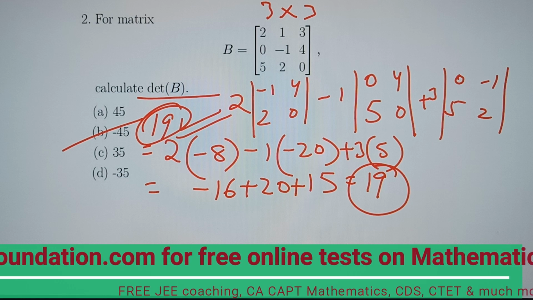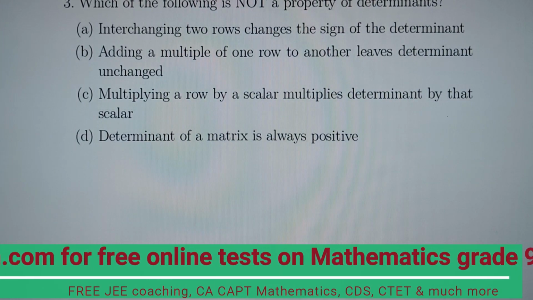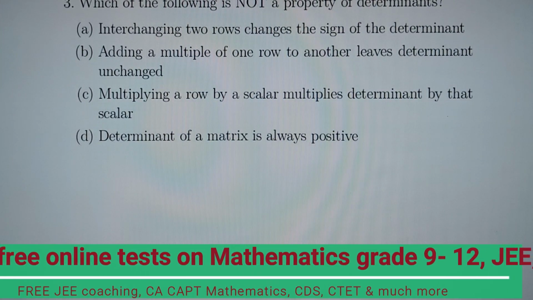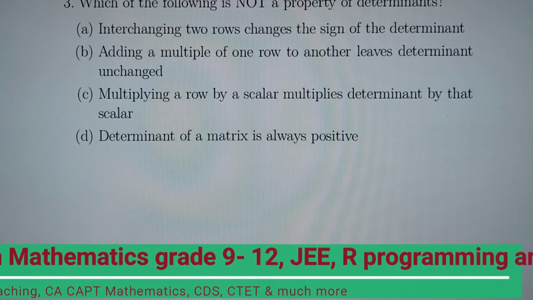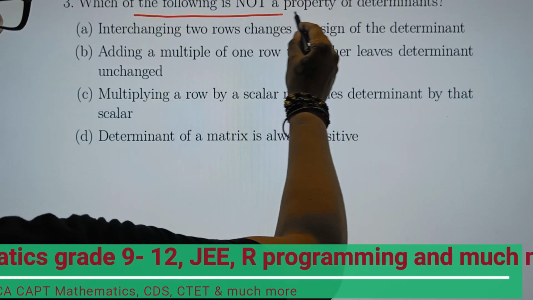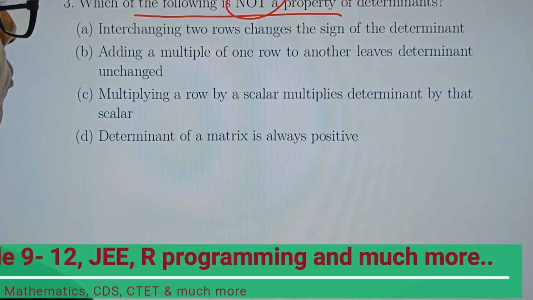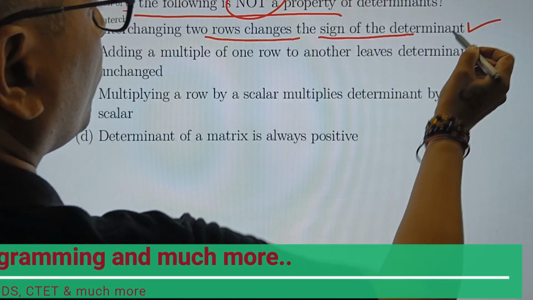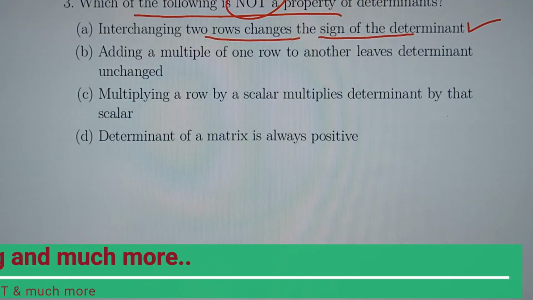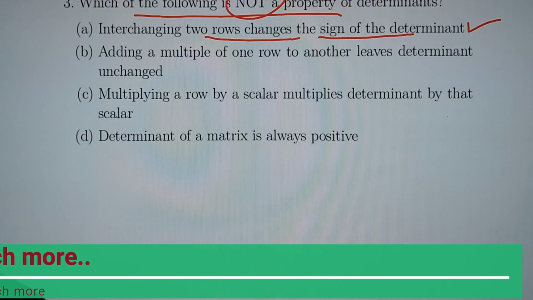Now let's move towards question number 3. So students, this is our question number 3. Which of the following is not a property? You have to check carefully in your board exam what the question states. Is not, this is very important, is not a property. Now, interchanging 2 rows changes the sign. Obviously when we change 2 rows or 2 columns, it is going to change the sign of the determinant.